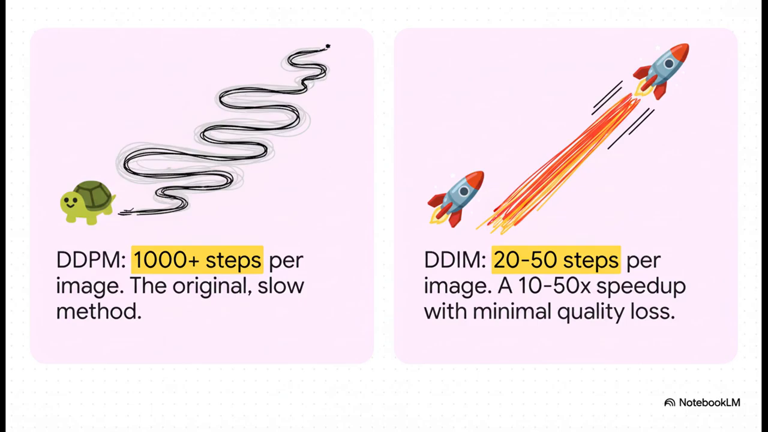The game changer here was a breakthrough in how the model removes the noise. Instead of 1,000 tiny, timid steps, researchers developed smarter ways to sample, like a method called DDIM. This let the AI take bigger, more confident steps, getting almost the same quality in just 20 to 50 steps. This was a massive speed up that made everything suddenly practical.